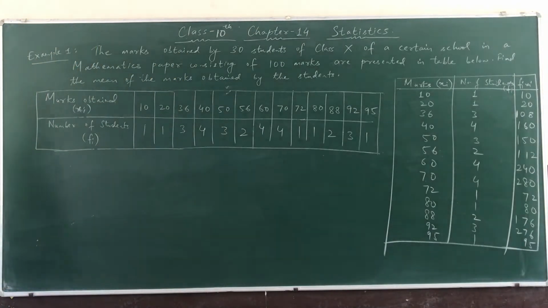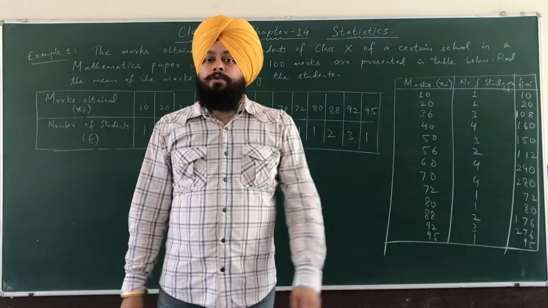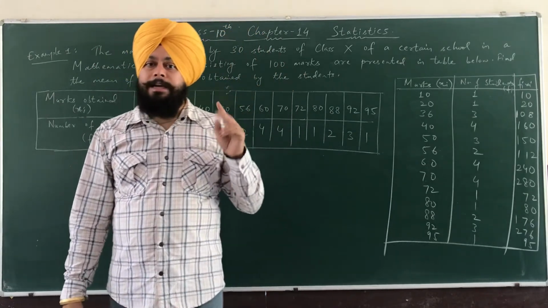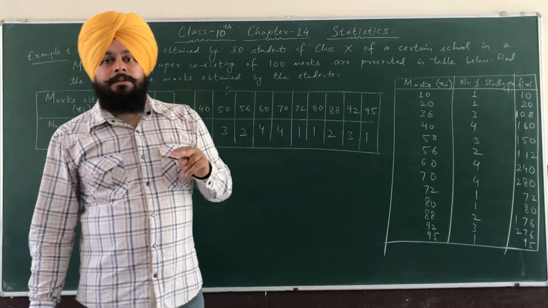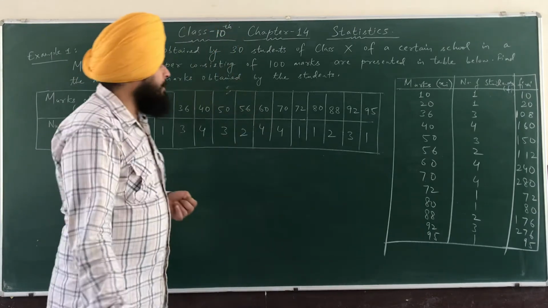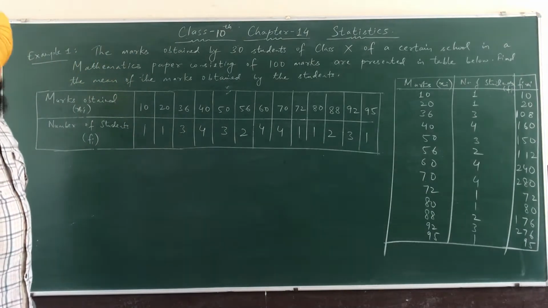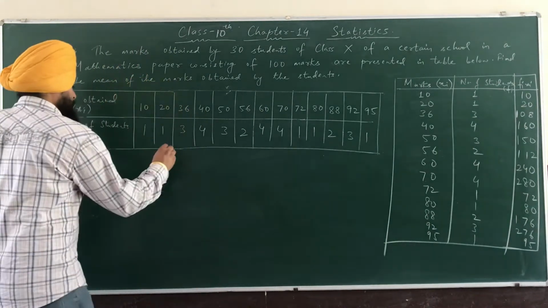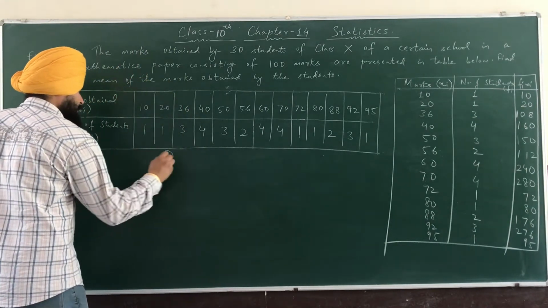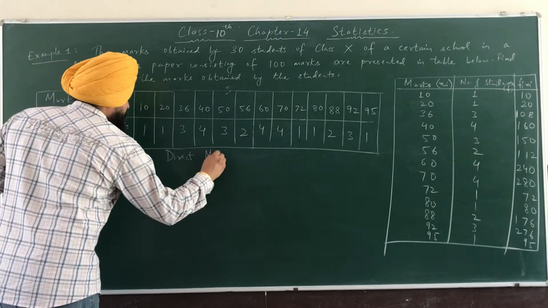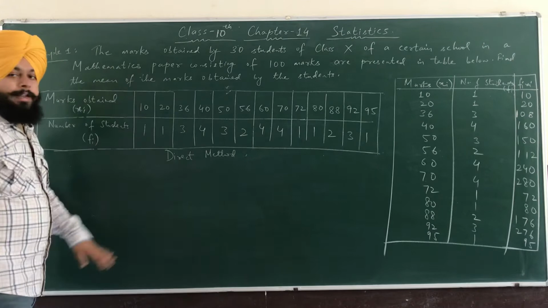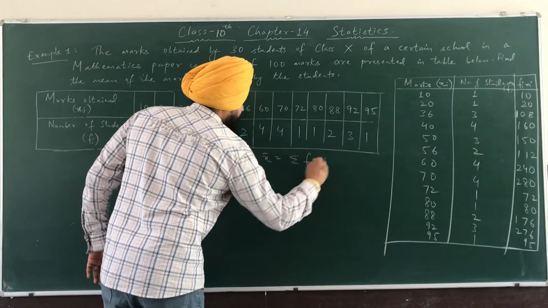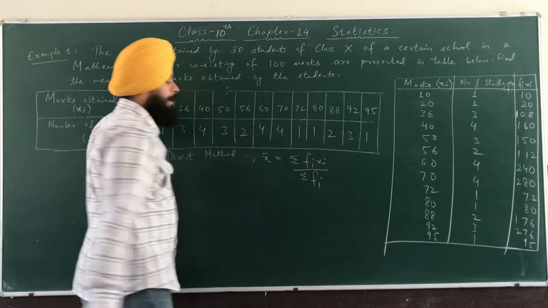Alright, so we know that to find the mean for grouped data we have three methods. The first method is the direct method, the second one is the assumed mean method, and the third one is the step deviation method. So we will find the mean of this question by which method? Direct method. So the direct method is x bar is equal to summation fi xi upon summation fi.